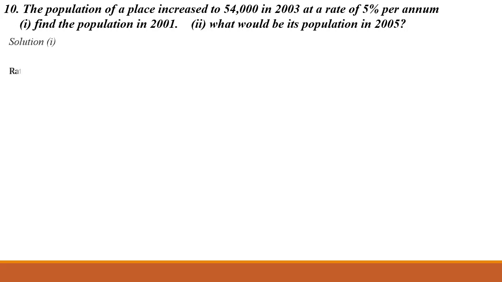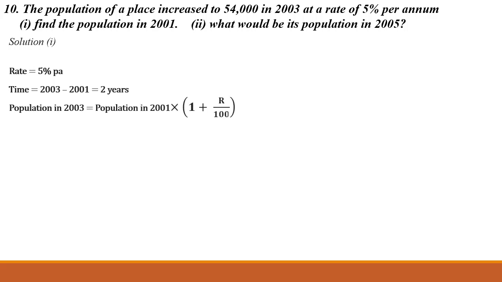For the first part, the rate is 5% per annum. The time given is 2003 minus 2001, that is 2 years, and the population in 2003 will be equal to the population in 2001 into (1 plus R by 100) to the power n. As I said, the population in 2001 in this case will be the principal and the population in 2003 will act as the amount. So now we will put the values in this.